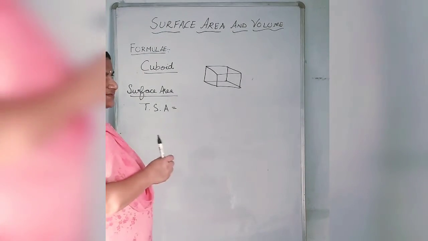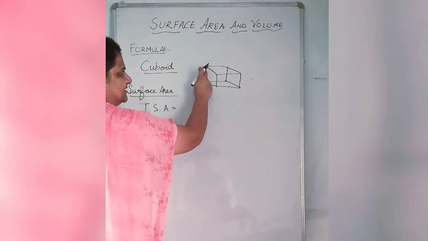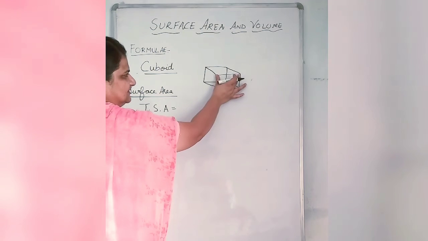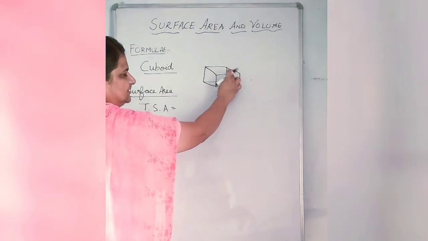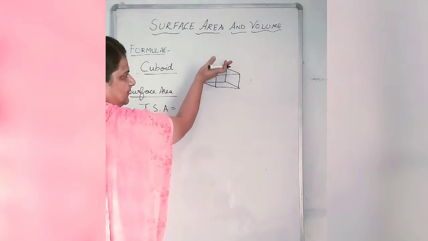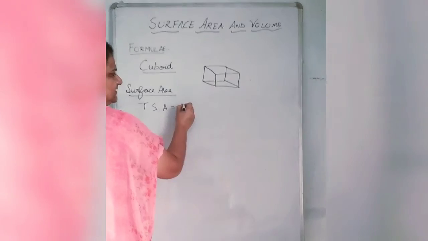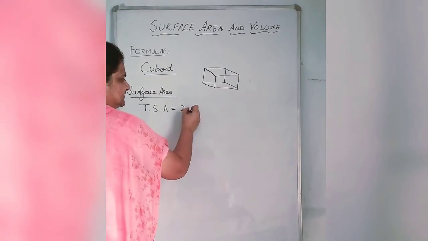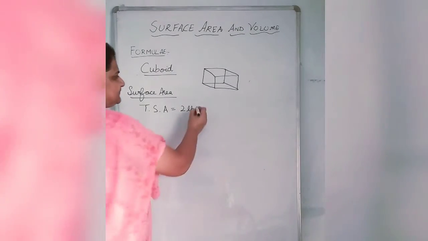We have 6 rectangles, so its total surface area is firstly this rectangle on the top. It has length and width, so its area is length into width. We have 2 rectangles, one at top and one at bottom with length and width. So their areas are length into width. So 2 rectangles with the area length into width, that is 2LB.